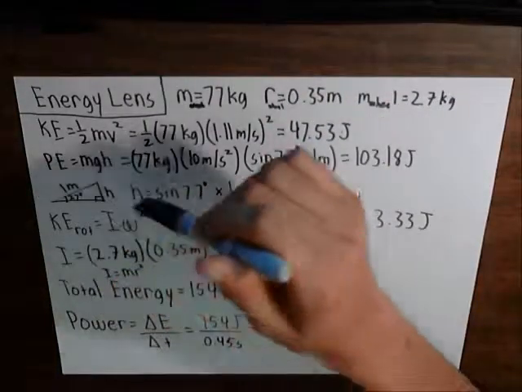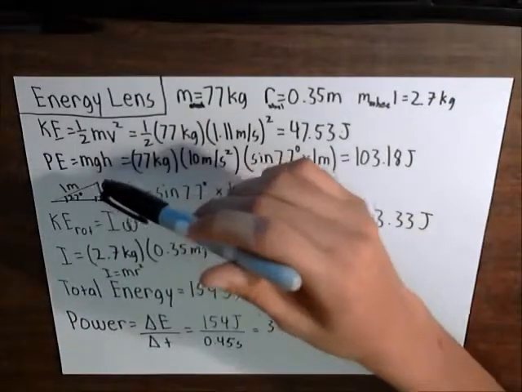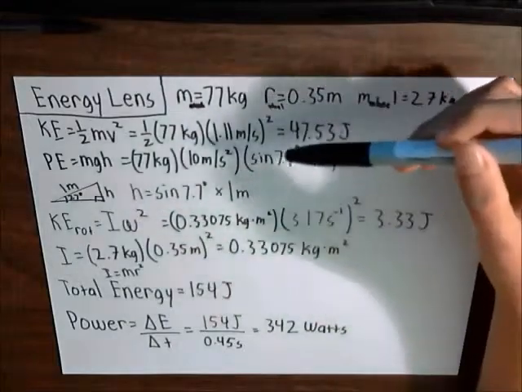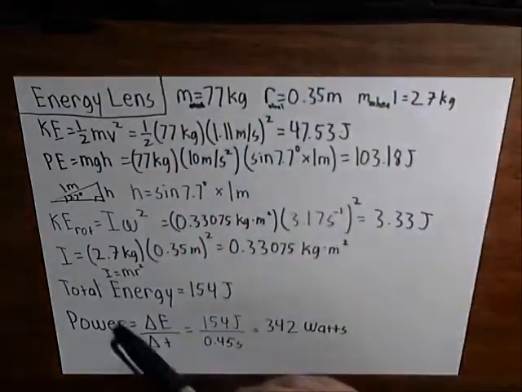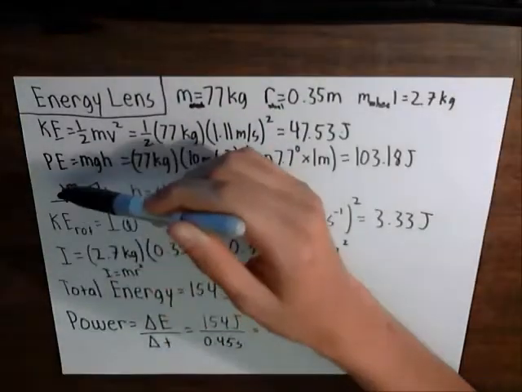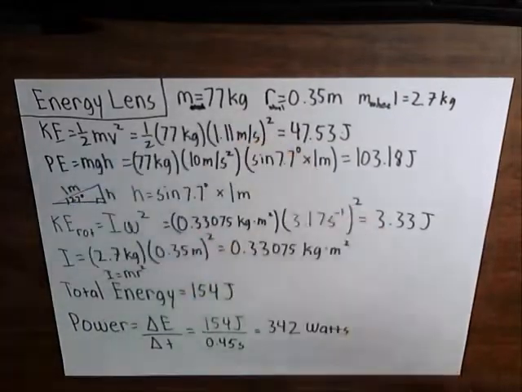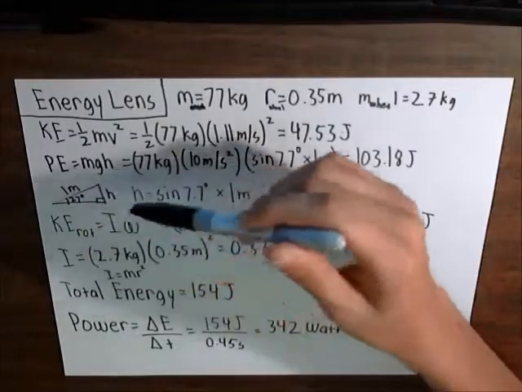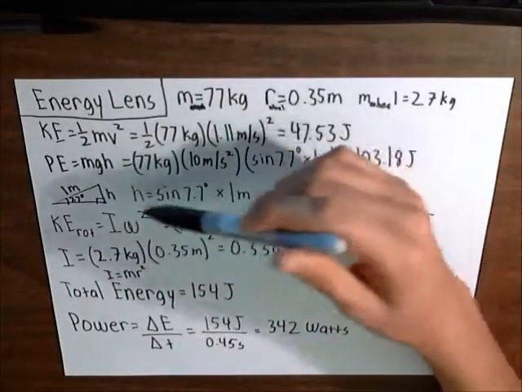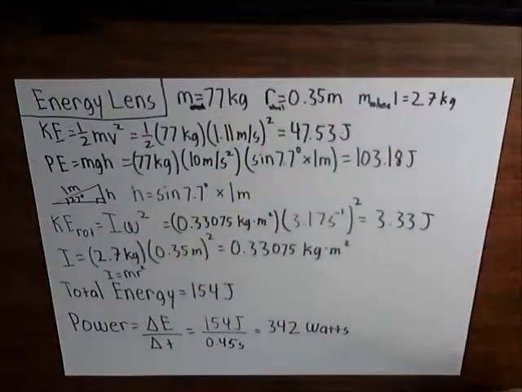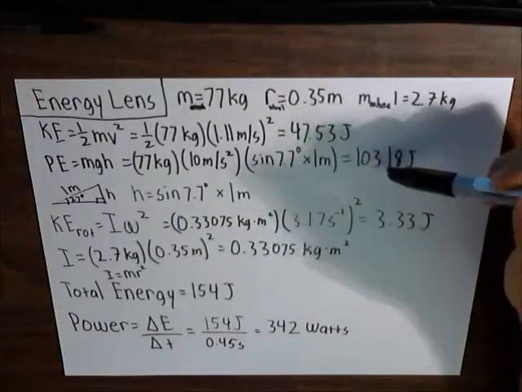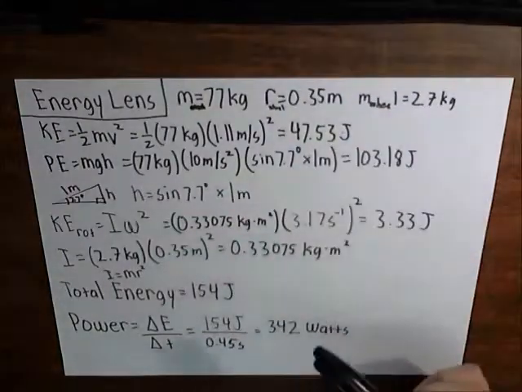So now for potential energy, we'll multiply the mass times the gravity times the height. So 77 kilograms times 10 meters per second squared. And to find the height, we do this triangle again. So we know our displacement is 1 meter. And we know that we have an angle of 7.7 degrees. So we can just find the height to be the sine of 7.7 times 1 meter. And we get 103.18 joules for the potential energy.